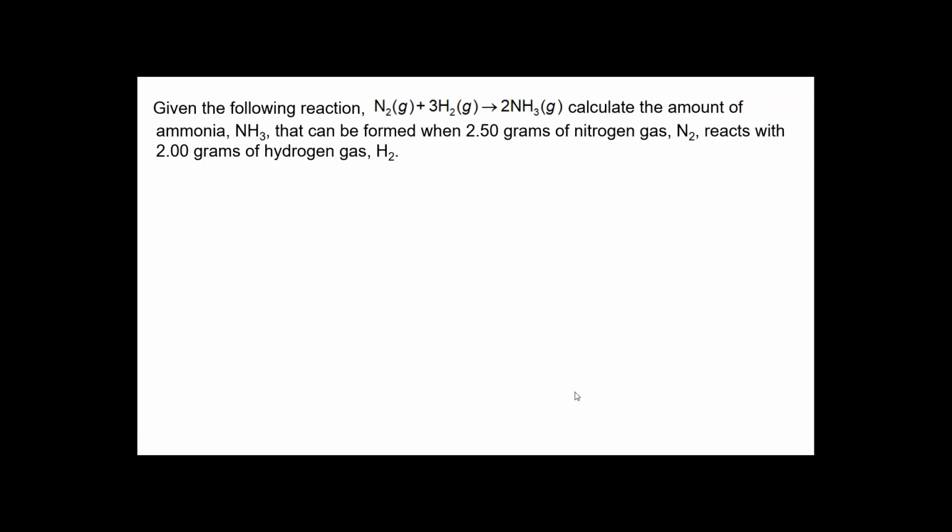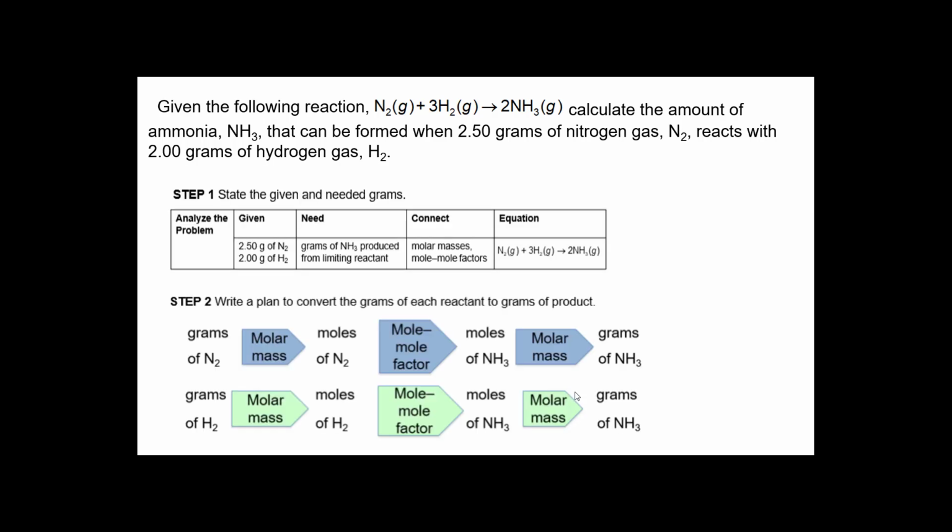Okay, so let's do another problem. Given the reaction, and here's the reaction, calculate the amount of ammonia that can be formed when 2.5 grams of nitrogen gas reacts with 2 grams of hydrogen gas. So the first thing I do, pull the problem down, pull out the information I need. Okay, and now this is a limiting reactant problem. Why? Because we're given values for both reactants. So let's see what we have.